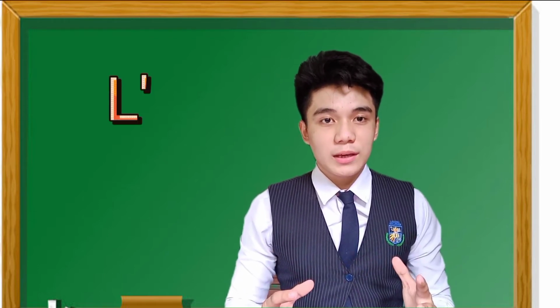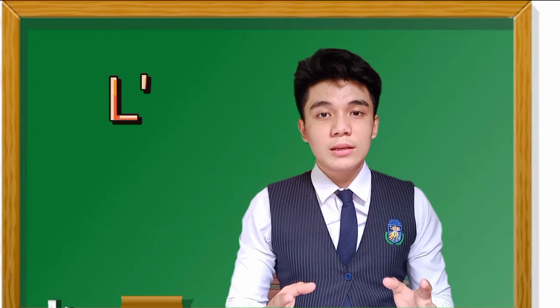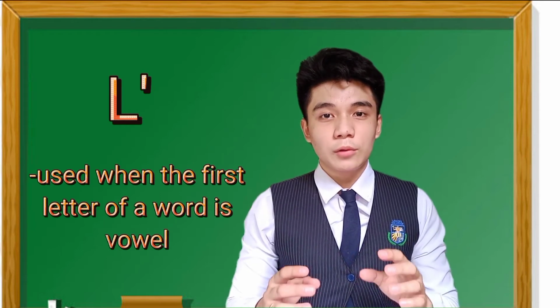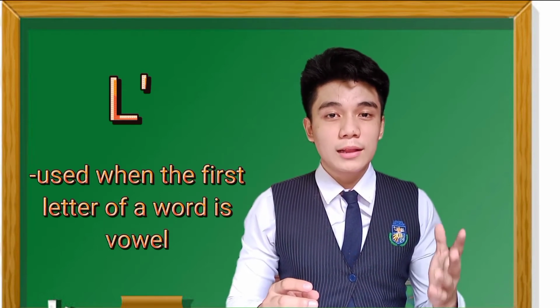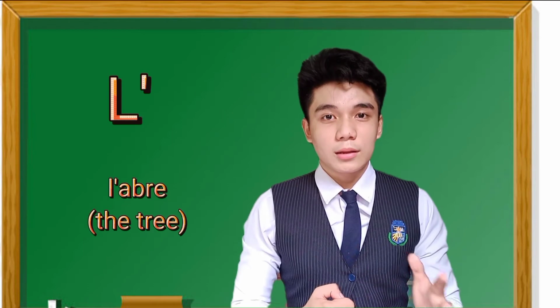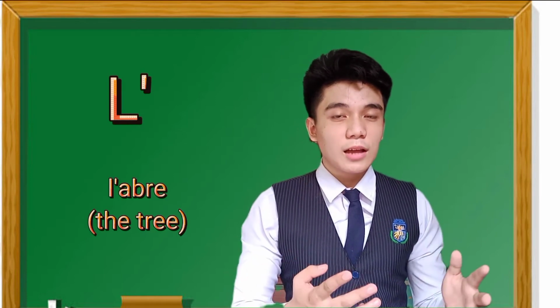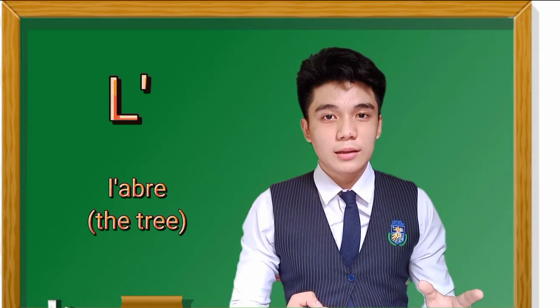So my dear HM, the second definite article is the l'. Yes, the l'. It has no definite pronunciation in French, so it is pronounced as l'. So when is this kind of definite article used? It is used when the first letter of a certain word in French is a vowel letter. Let me give you some examples. The first one is tree, or arbre. In French, with a definite article, it is pronounced as l'arbre.